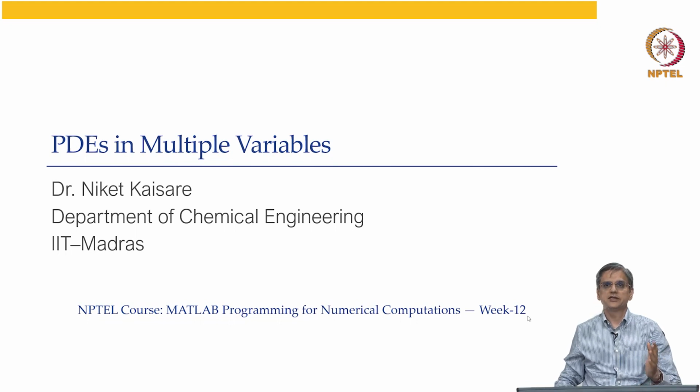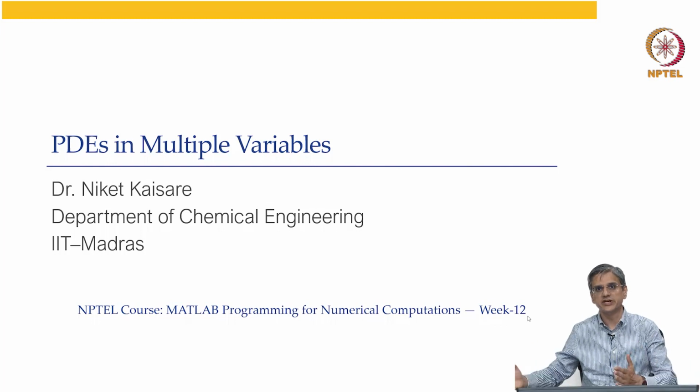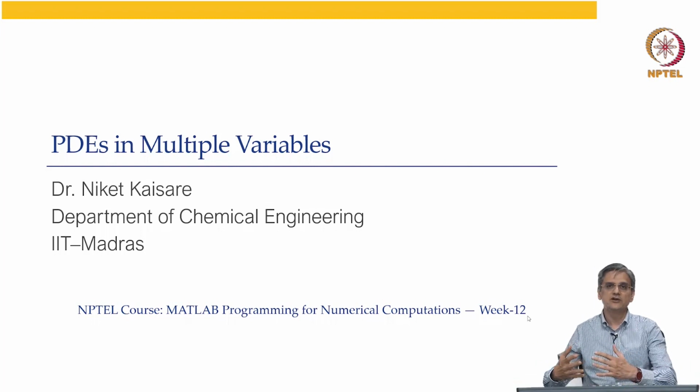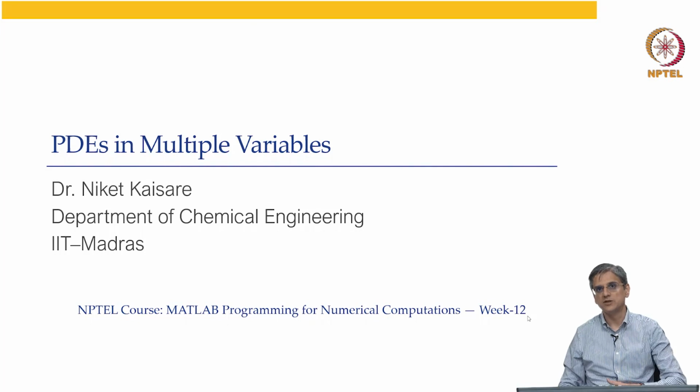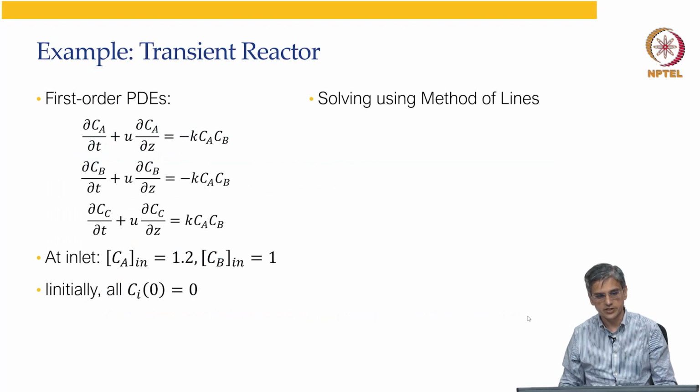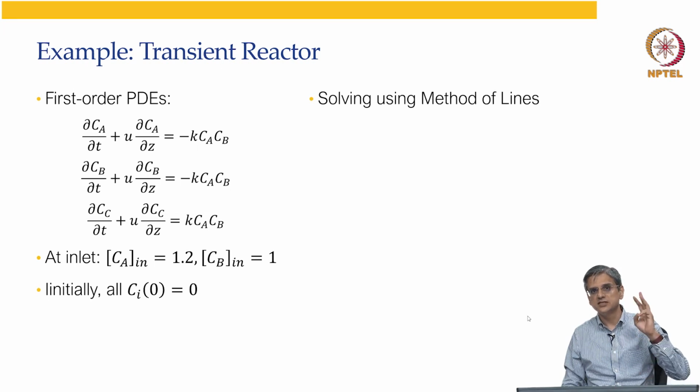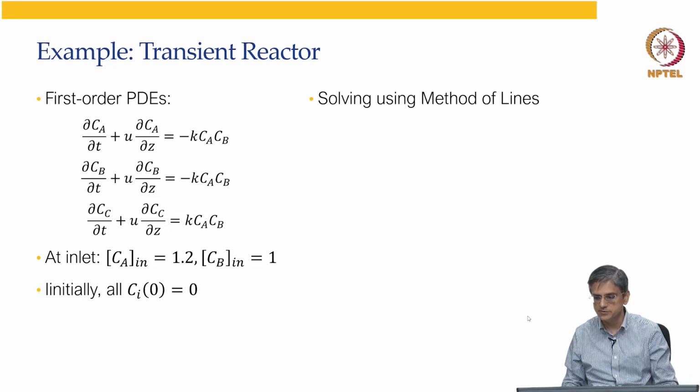The answer is fairly straightforward, because we are working with vectors. All we need is the appropriate size vector and appropriate equations. Once we have that, we will be able to solve any kind of problem with any number of variables. That is the message that I want to give over here. So, now let us consider multiple first order PDEs in 3 variables CA, CB, CC.